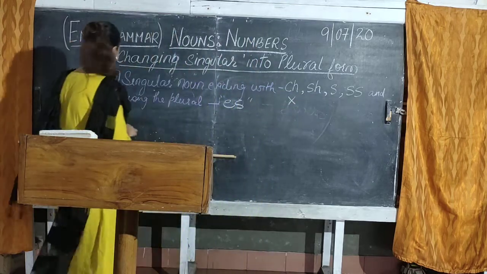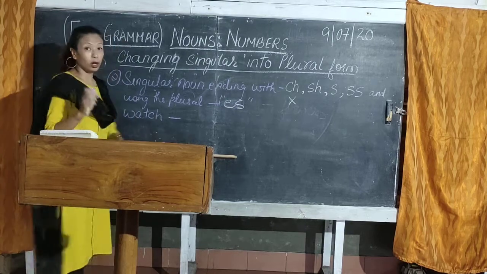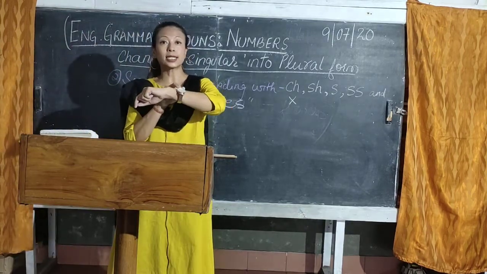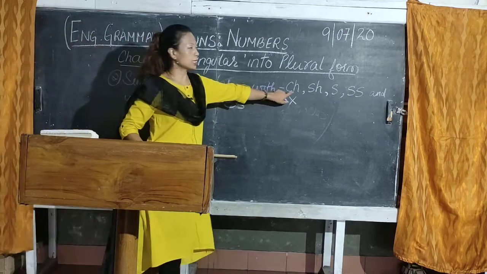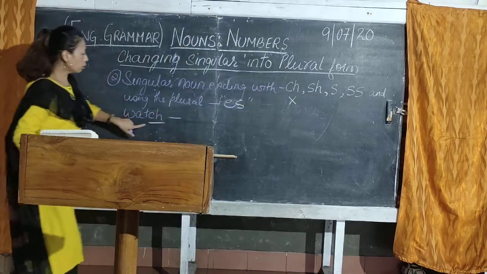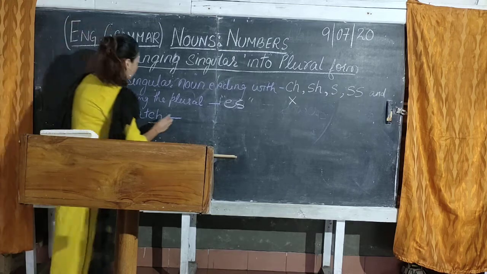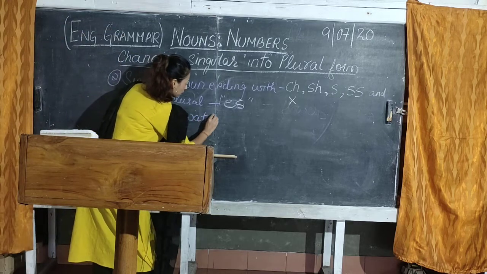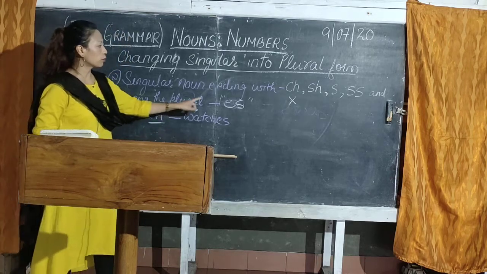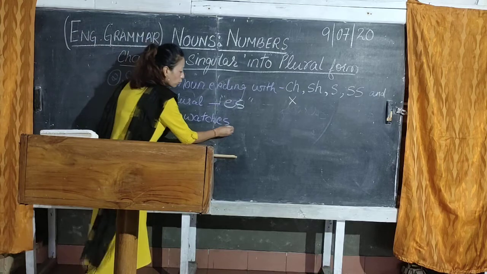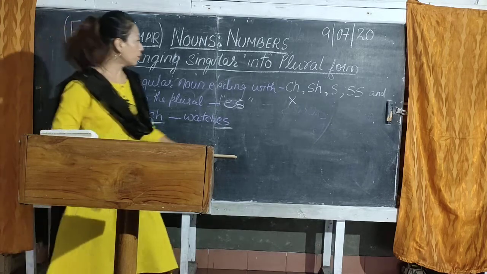For example, watch. This is a singular noun, watch. If you see here, ch, the words ending with ch. So what do you have to add to change into a plural form? Watches. What we said was you have to use es for these. So what we are adding here is es. Watches.